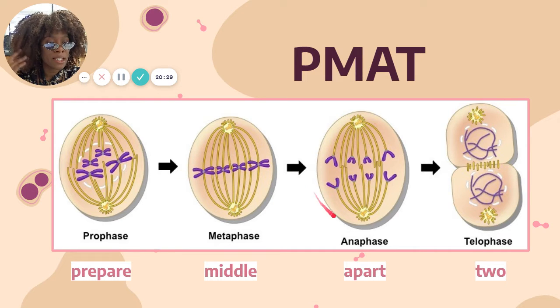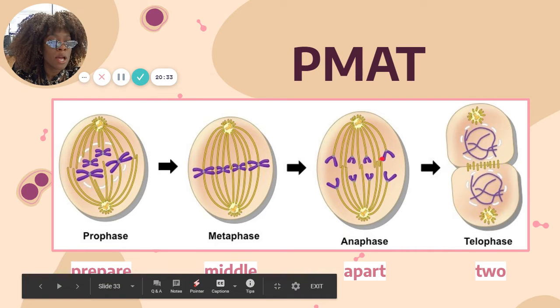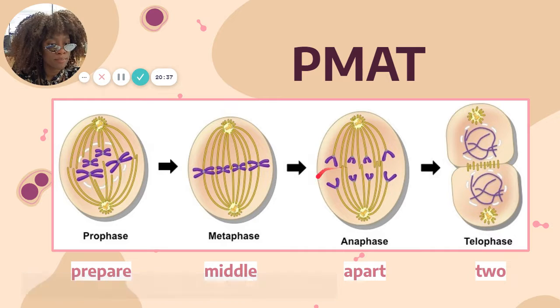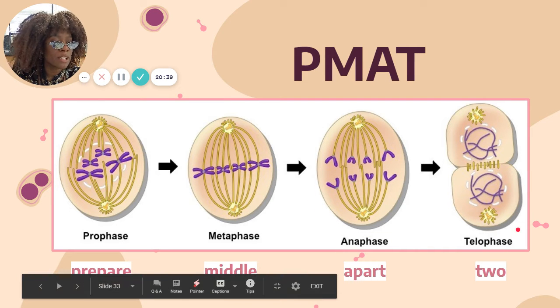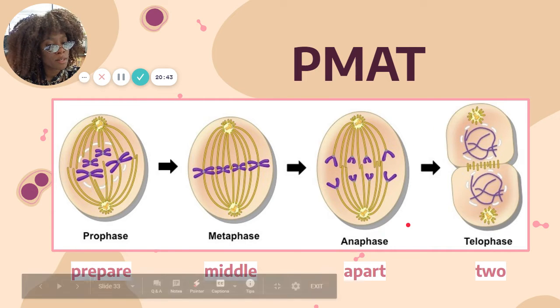Then we have anaphase, where the sister chromatids, so half the chromosome is being pulled and the other half of the chromosome is being pulled the other way. They're being pulled apart. And then telophase is whenever we start to have two nuclei develop.